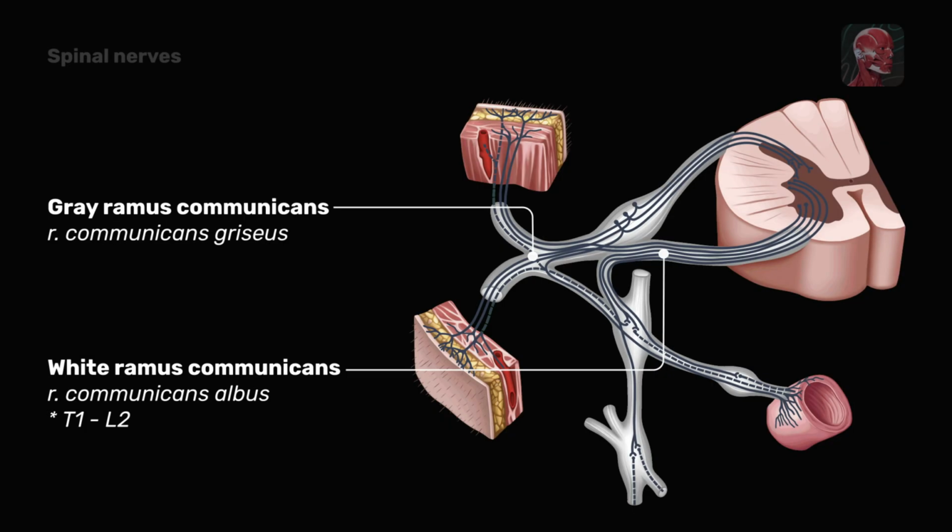Moreover, there are 2 types of branches that connect the spinal nerves and the sympathetic trunk. White rami communicantes only exit the spinal cord between the levels of T1 to L2. They carry preganglionic sympathetic fibers that pass to the ganglia of the sympathetic trunk. Gray rami communicantes exist at all levels of the spinal cord. They carry postganglionic sympathetic fibers from the ganglia of the sympathetic trunk to the target organs. In the following videos, we will focus in greater detail on specific nerve plexuses and their nerves.